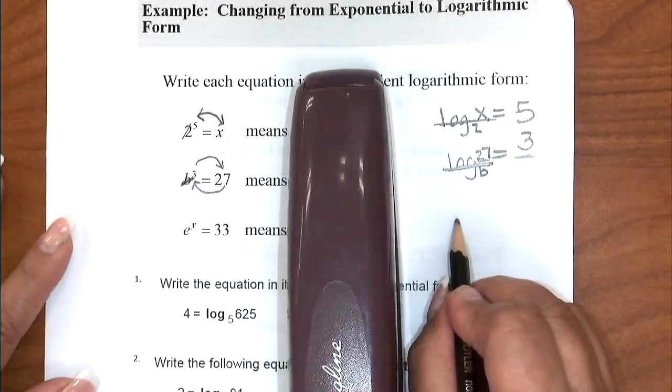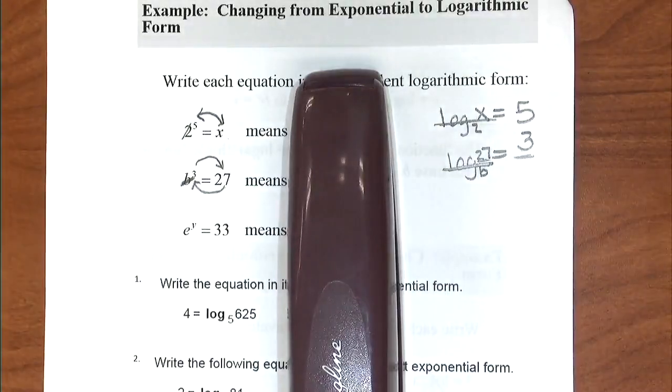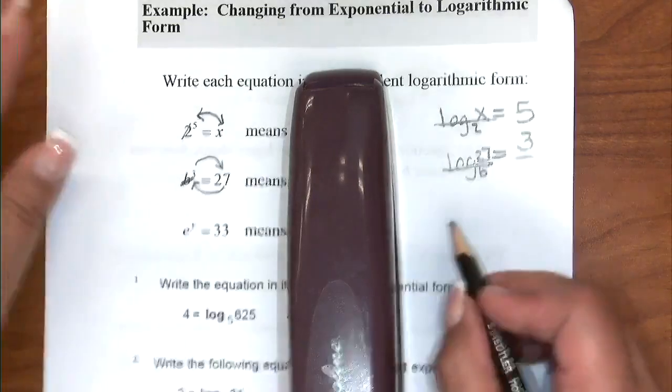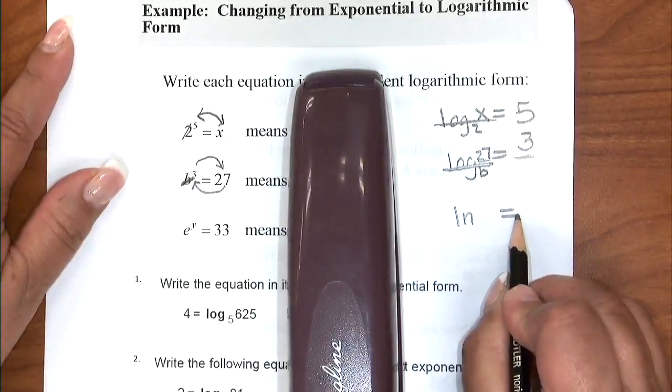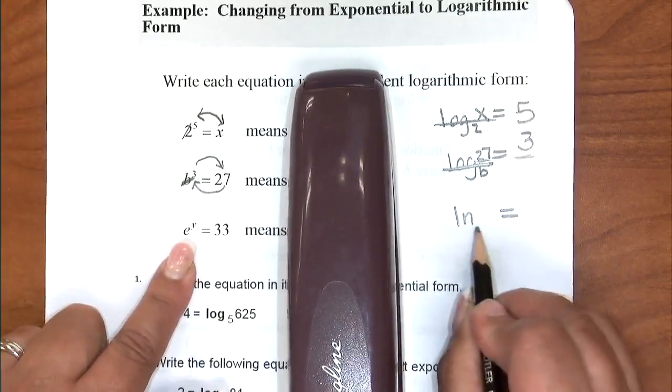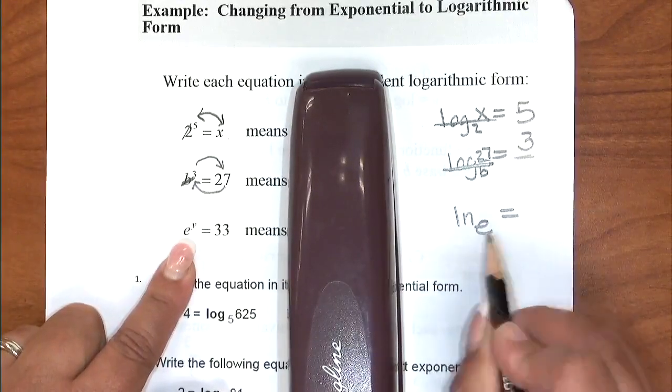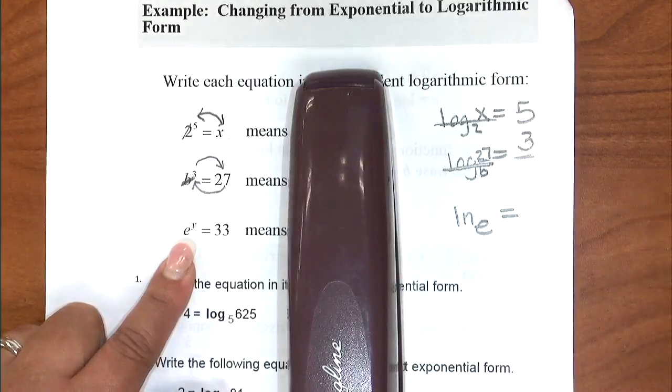Okay, one more. There's 2 kinds of logs. There's log base 10, and there's log with base e. Log that has e as a base is called natural log, LN instead of LOG. So I'm going to go LN, put my equal sign. This base right here will still be the base. When the base is e, it's a natural log.